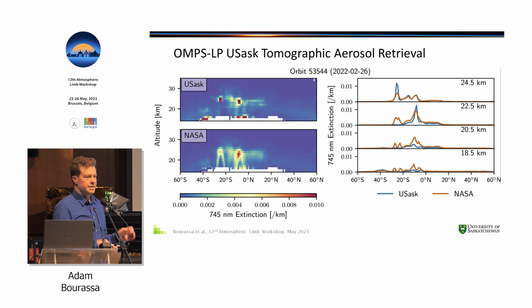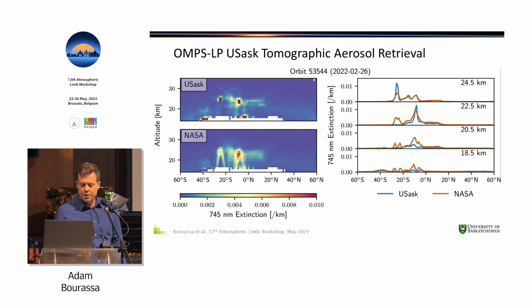And that's just geometry. That's the limb line of sight picking up on the far side of the tangent point, at the tangent point, and on the near side of the tangent point as it goes through the layer. And the tomographic algorithm is able to account for that geometrical effect and better localize the aerosol. And so if you take some slices through this, you can see at 24, 22 kilometers that the USask algorithm is measuring higher values of extinction. And below, if you take a slice underneath, the NASA value is measuring higher values because of this sort of two-dimensional geometrical artifact.